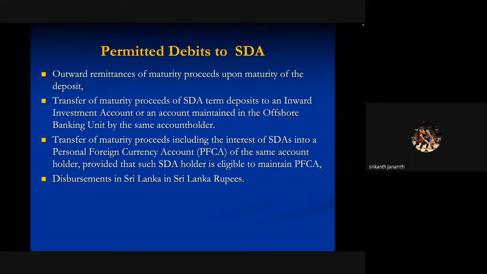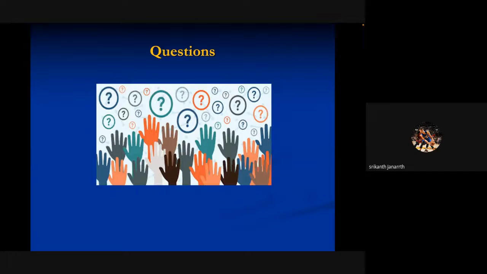Transfer maturity proceeds, including interest, from SDA into a personal foreign currency account of the same account holder, provided the funds came from the PFCA. If you debit the PFCA and put into SDA, then you can transfer back to the PFCA. Or disbursement in Sri Lanka rupees. Suppose there is a PFCA account holder who has PFC funds. He can tell the bank to transfer to SDA because he is getting more interest. Once the maturity is over, SDA funds can go back to PFCA funds. That is possible. Okay, question time.